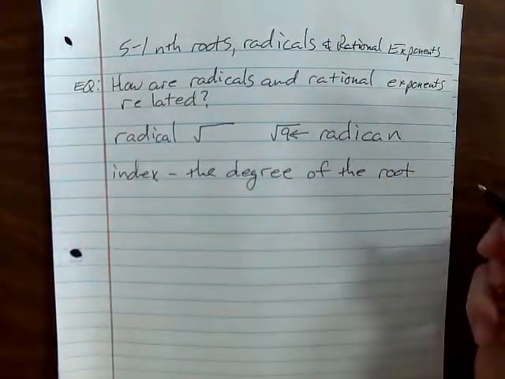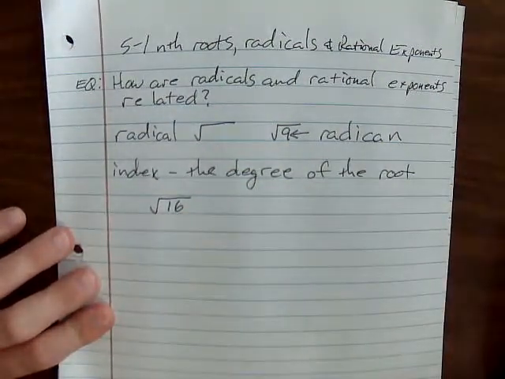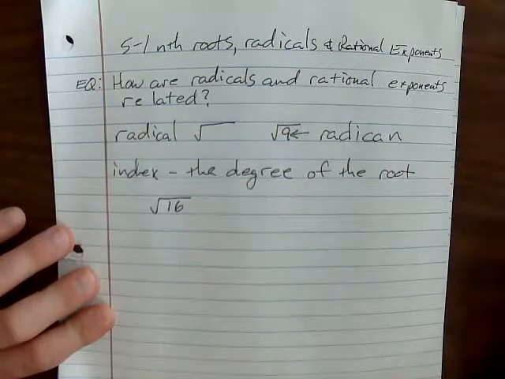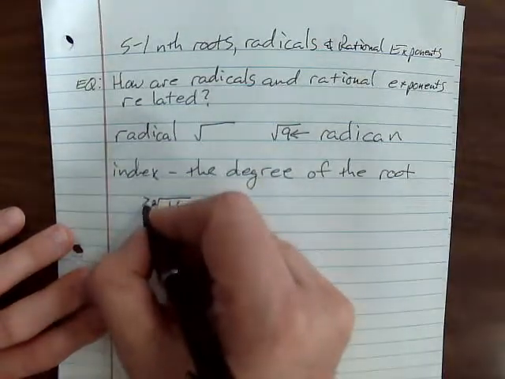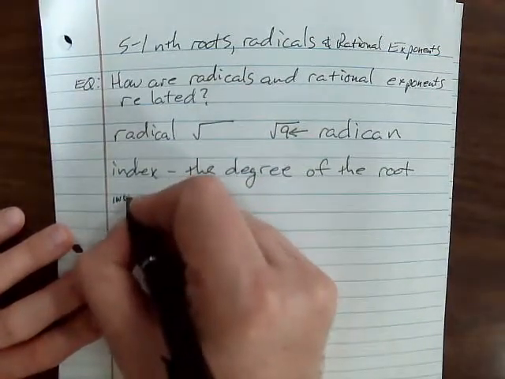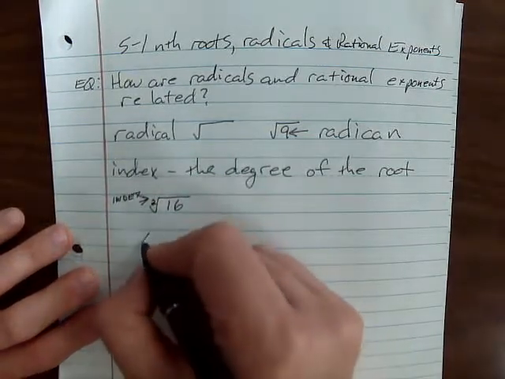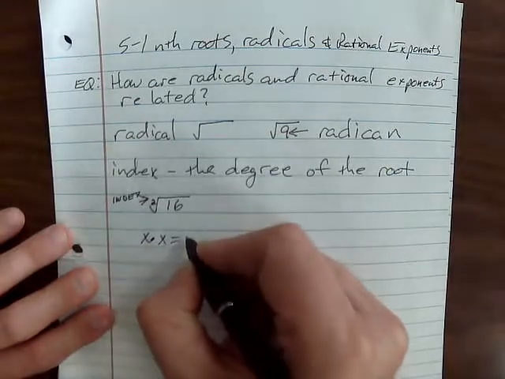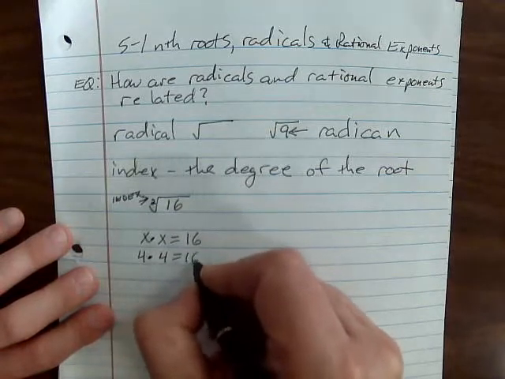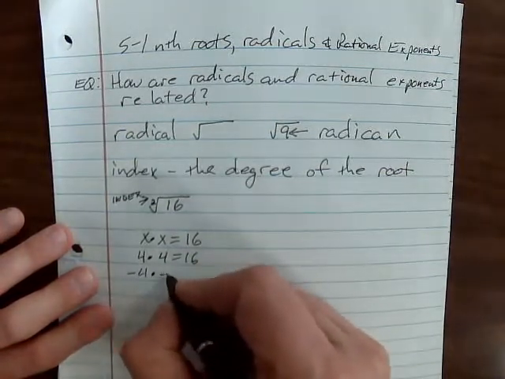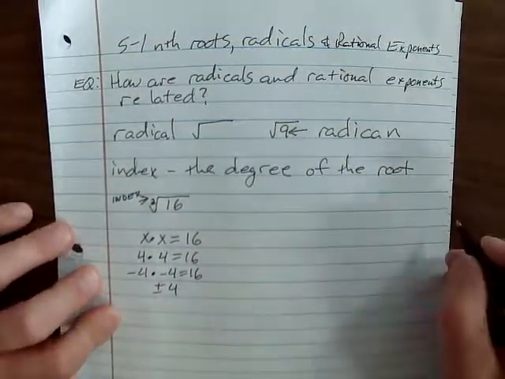And what I mean by that is, like this is the square root of 16. When you think square, you should think the number 2 in algebra. So there's really a 2 here, even though you don't see it. And that right there is your index. So for this one, we would want the square root of 16, which means what number times what number equals 16. So it could either be 4 times 4 equals 16, or negative 4 times negative 4 equals 16. So plus or minus 4 is the square root of 16.